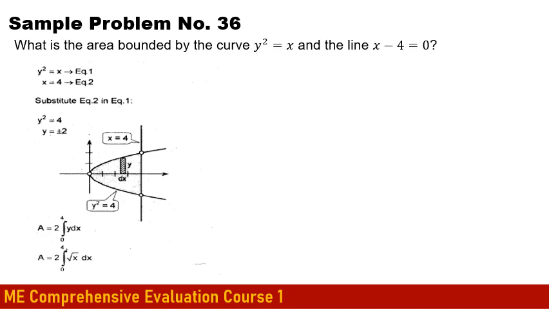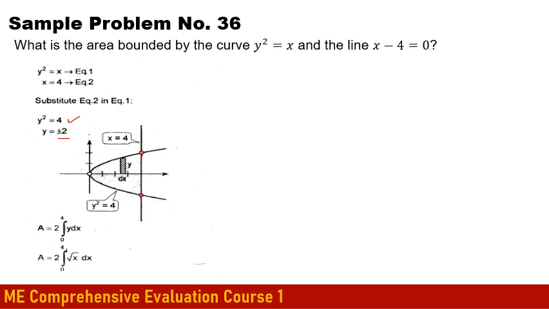So first, we will get the intersection of this parabola and this line. We can substitute equation 2 in equation 1. That's why we have here y squared equals 4, because x equals 4. And finally, our y is positive or negative 2. So the coordinates of the intersection are (4, 2) and (4, negative 2).